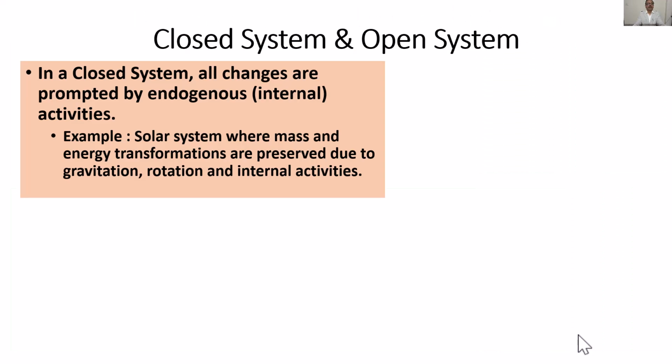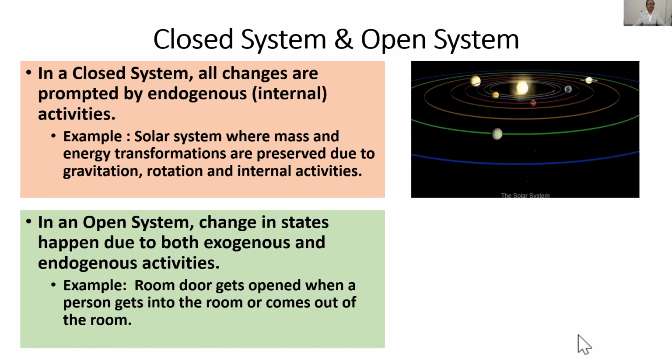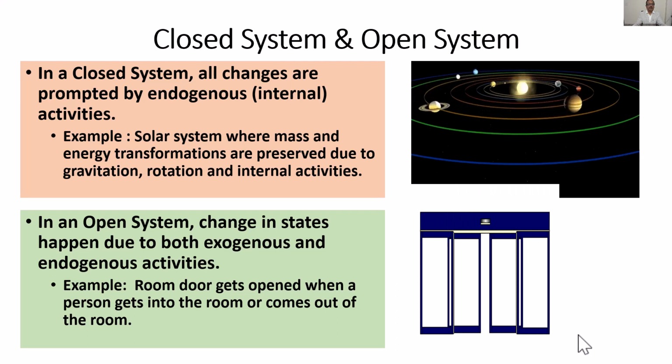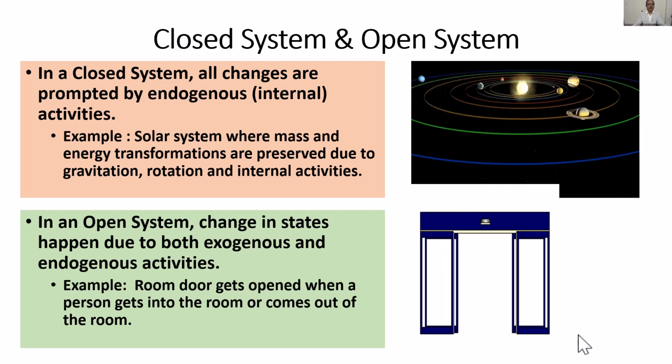Closed systems and open systems. In a closed system, all changes are prompted by endogenous or internal activities. For example, the solar system, where mass and energy transformations are preserved due to gravitation, rotation, and internal activities. In an open system, change in states happens due to both exogenous and endogenous activities, that means internal and external activities. Example: a room door gets opened when a person gets into the room or comes out of the room.